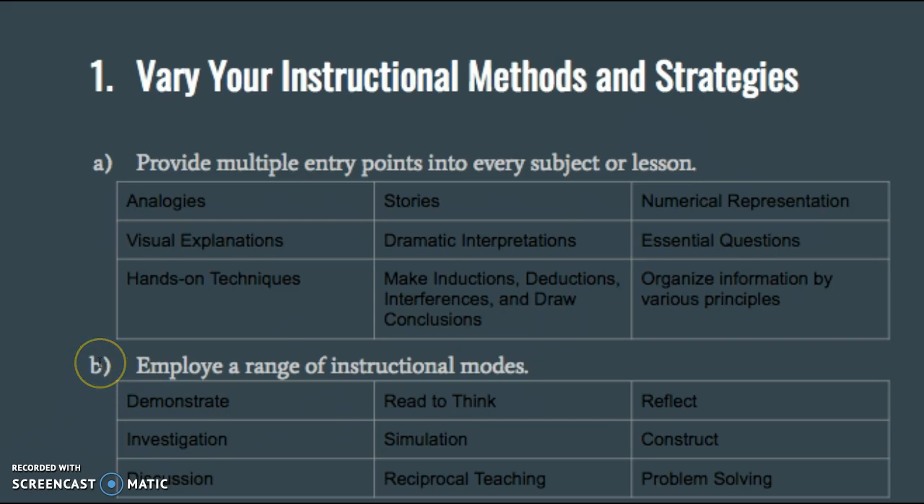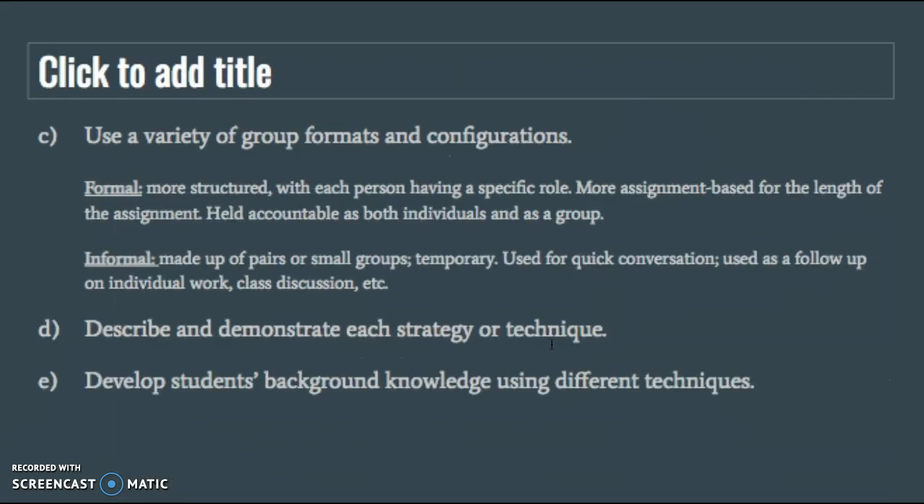So this could be used across any subject. So like demonstrations, reads to think, also known as close readings. Discussion and problem solving are really important to give a variety to your instructional modes. C, use a variety of group formats and configurations. So he breaks it into two different types of groups. So formal, which is more structured and assignment based. As for informal, these are things like pair shares.